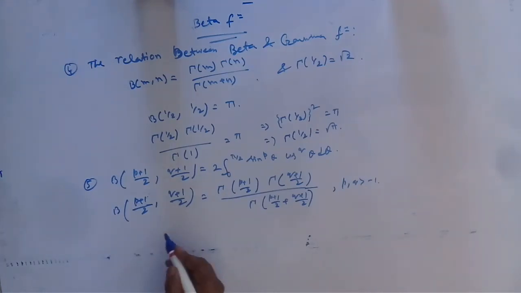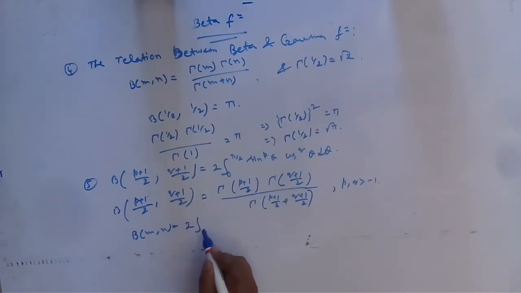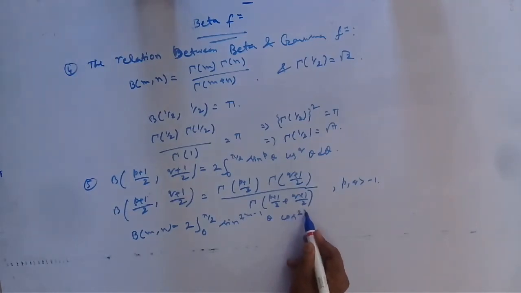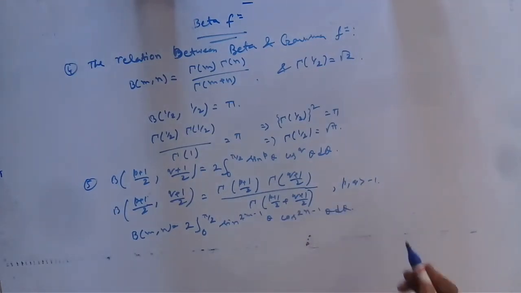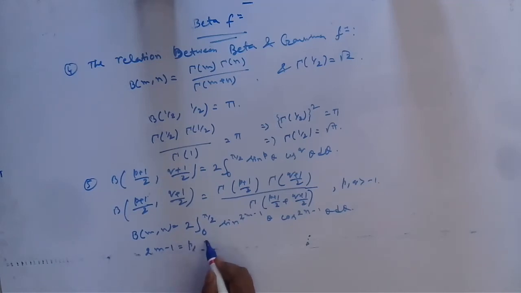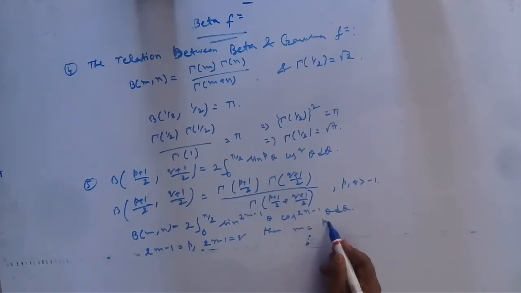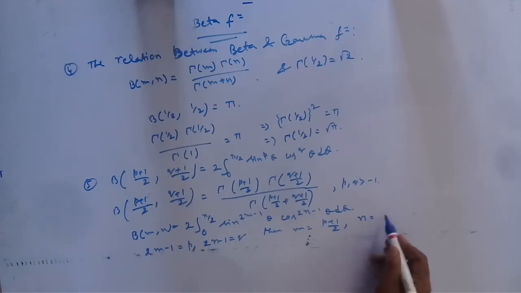We can write beta(m,n) equal to 2 into integration 0 to pi by 2 sin to the power 2m minus 1 theta cos to the power 2n minus 1 theta d theta. So let us put 2m minus 1 equal to p and 2n minus 1 equal to q. Then m equal to (p plus 1) by 2 and n equal to (q plus 1) by 2.